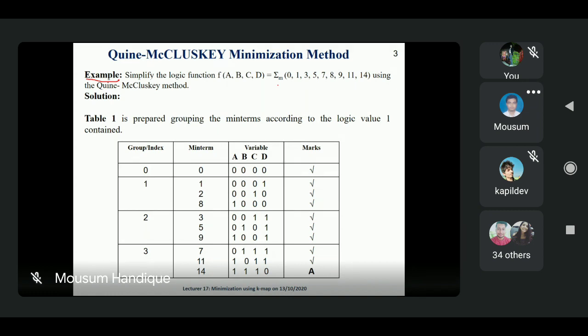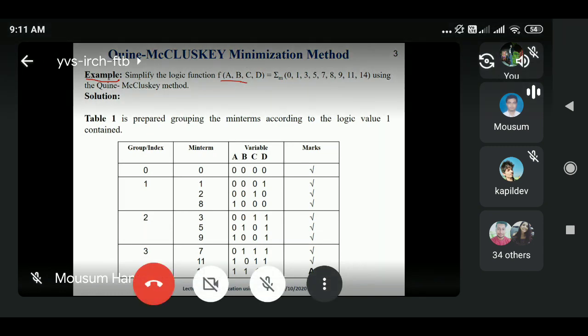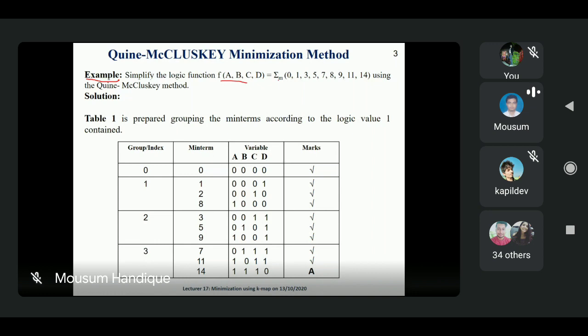Okay. So what happens here? A function is given, F of A, B, C, D. How many variables are we using? This particular function uses only 4 variables, and we are using the minterm notation, with numbers given. If these numbers are given, then we use the Quine-McCluskey method. Though we are using 4 variables, it is also easy for K-map.